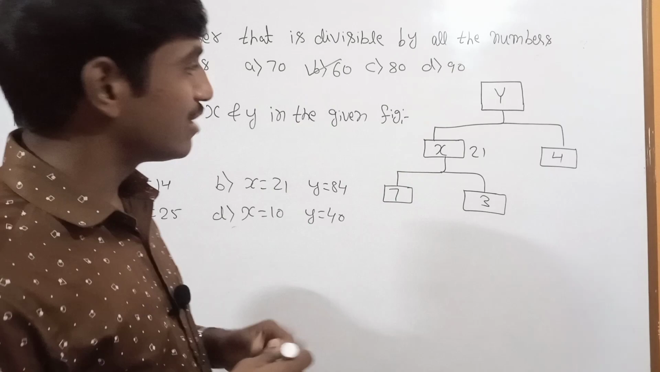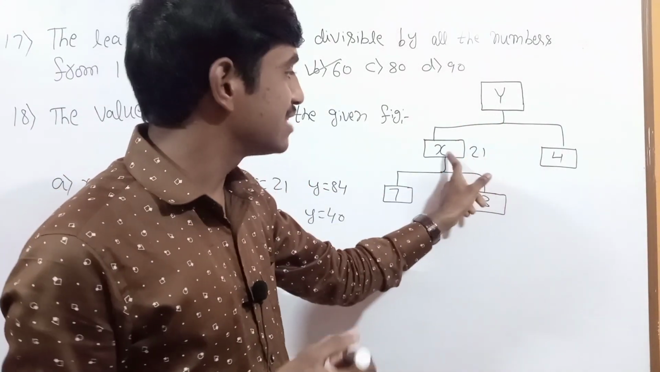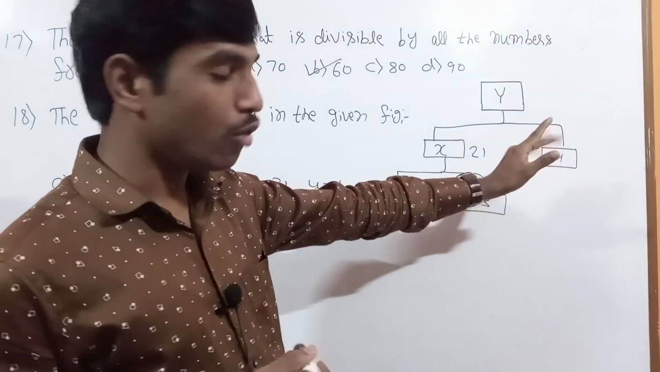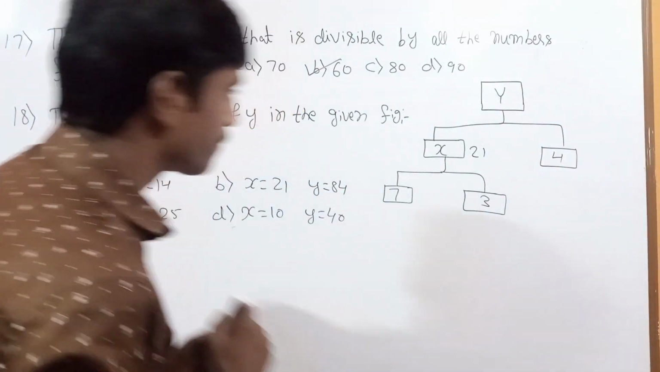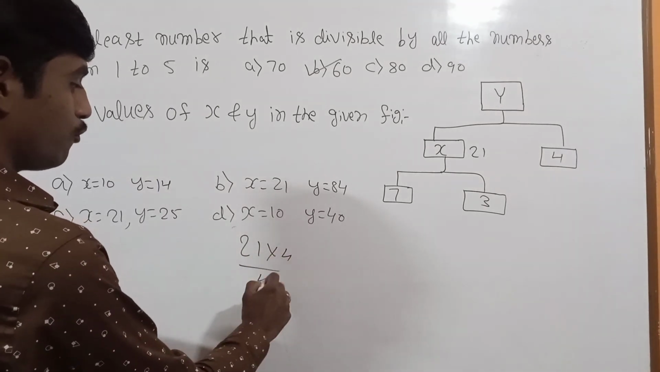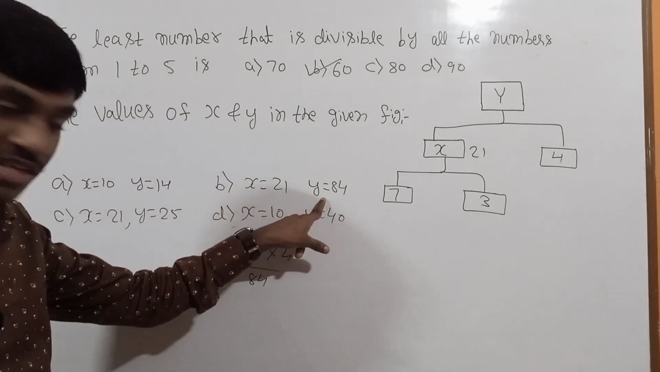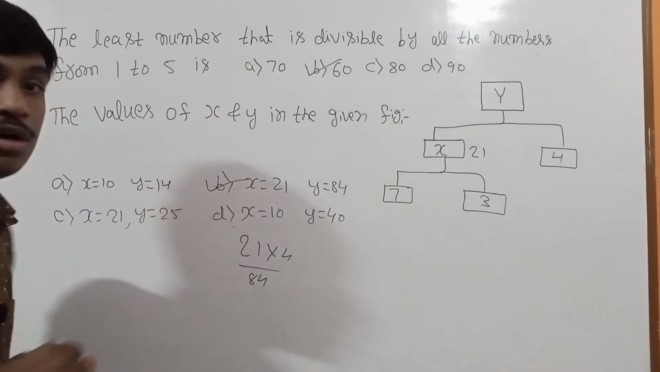So the next is we need to find the value of y. Y is here, so we have to multiply 21, the x value we got, into 4. Whatever we get, that's the value of y. So 21 into 4. 4 ones are 4, 4 2s are 8. That means the value of y is 84. And here you see the value of y is 84. So the answer is option B and not C.